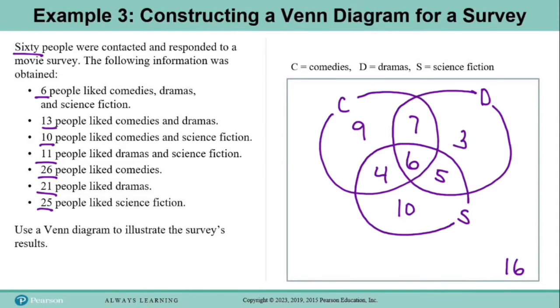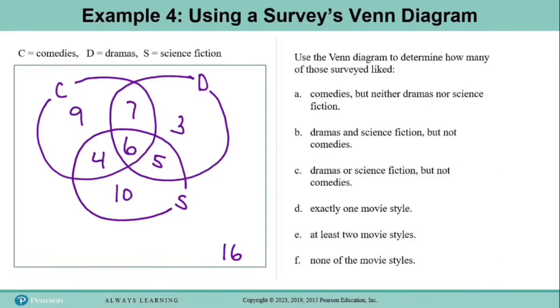So now that we have our Venn diagram completed, let's go ahead to the next slide and answer some questions. So I've recopied our diagram over here so we can see it, and let's look at the questions. So it says, use the Venn diagram to determine how many of those surveyed liked comedies, but neither dramas nor science fiction.